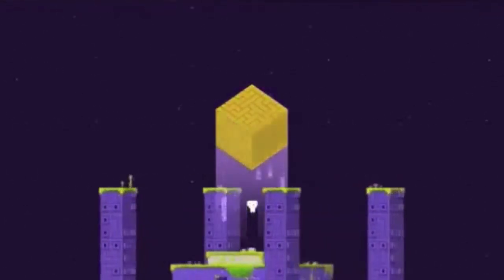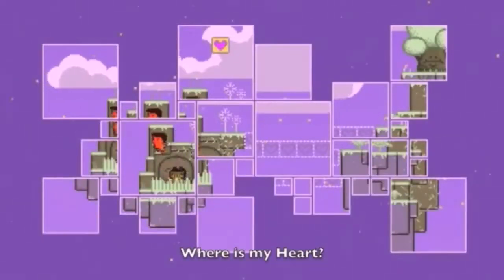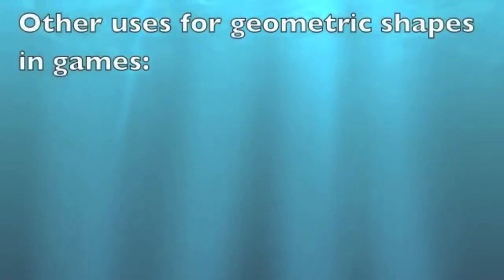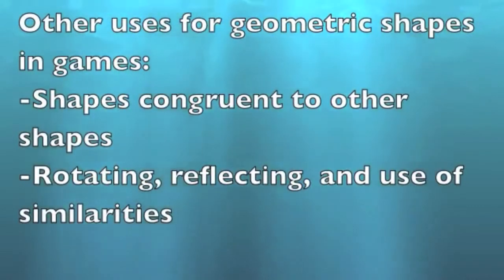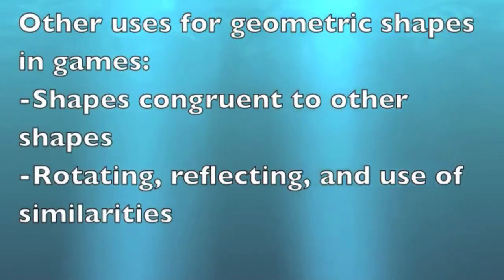Programmers can integrate any shape they want to do just about anything, but it all boils down to this. As long as you learn geometry and understand how to turn 2D objects into 3D objects, you can be a programmer. Be warned, if you want to be a programmer, you have to focus on geometry. That's the main thing developers use when creating a game. For example, there are more uses for geometric shapes in games, not just in the concept of skybox. These include using geometric shapes that are congruent to other shapes, and using geometric shapes by rotating, reflecting, and the use of similarities to make graphics move around the screen during action sequences.